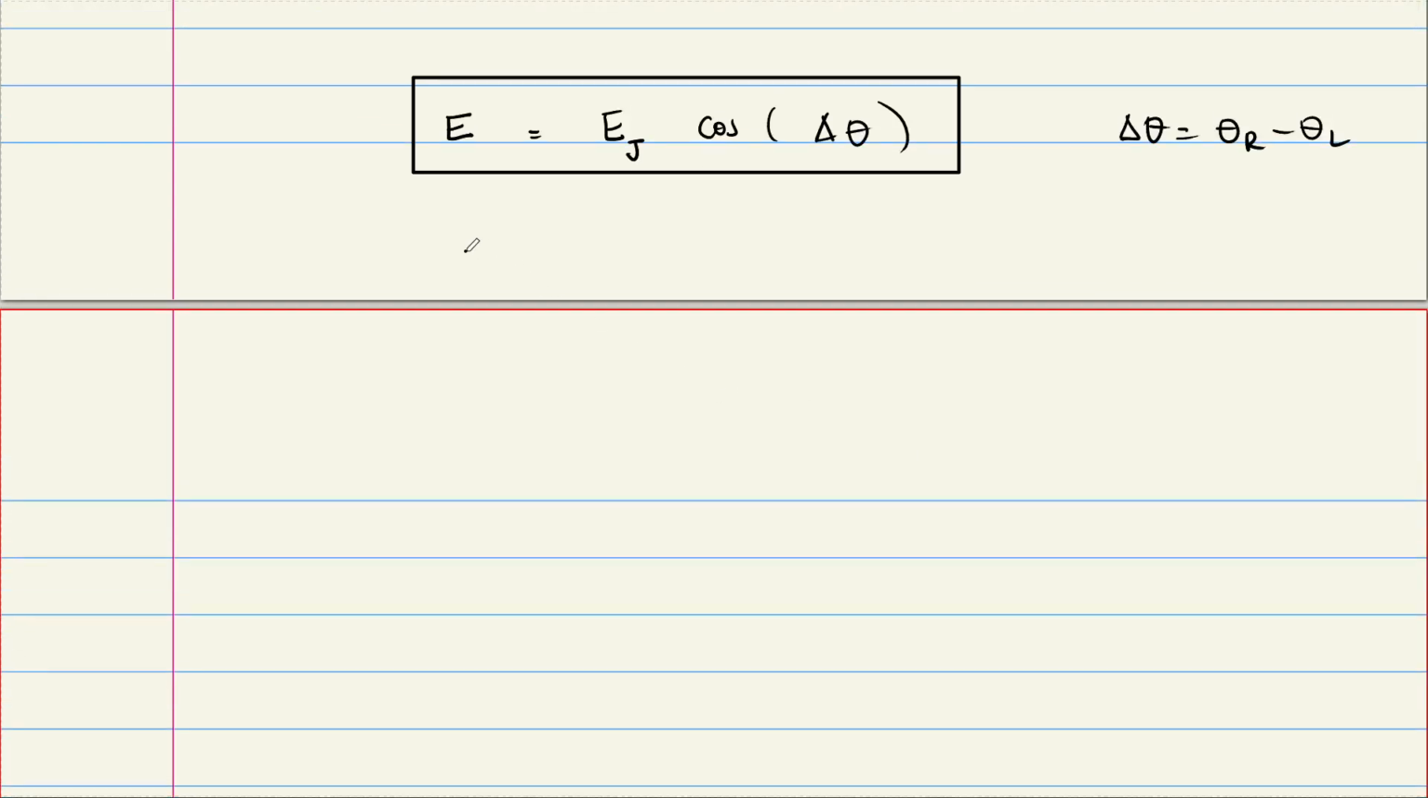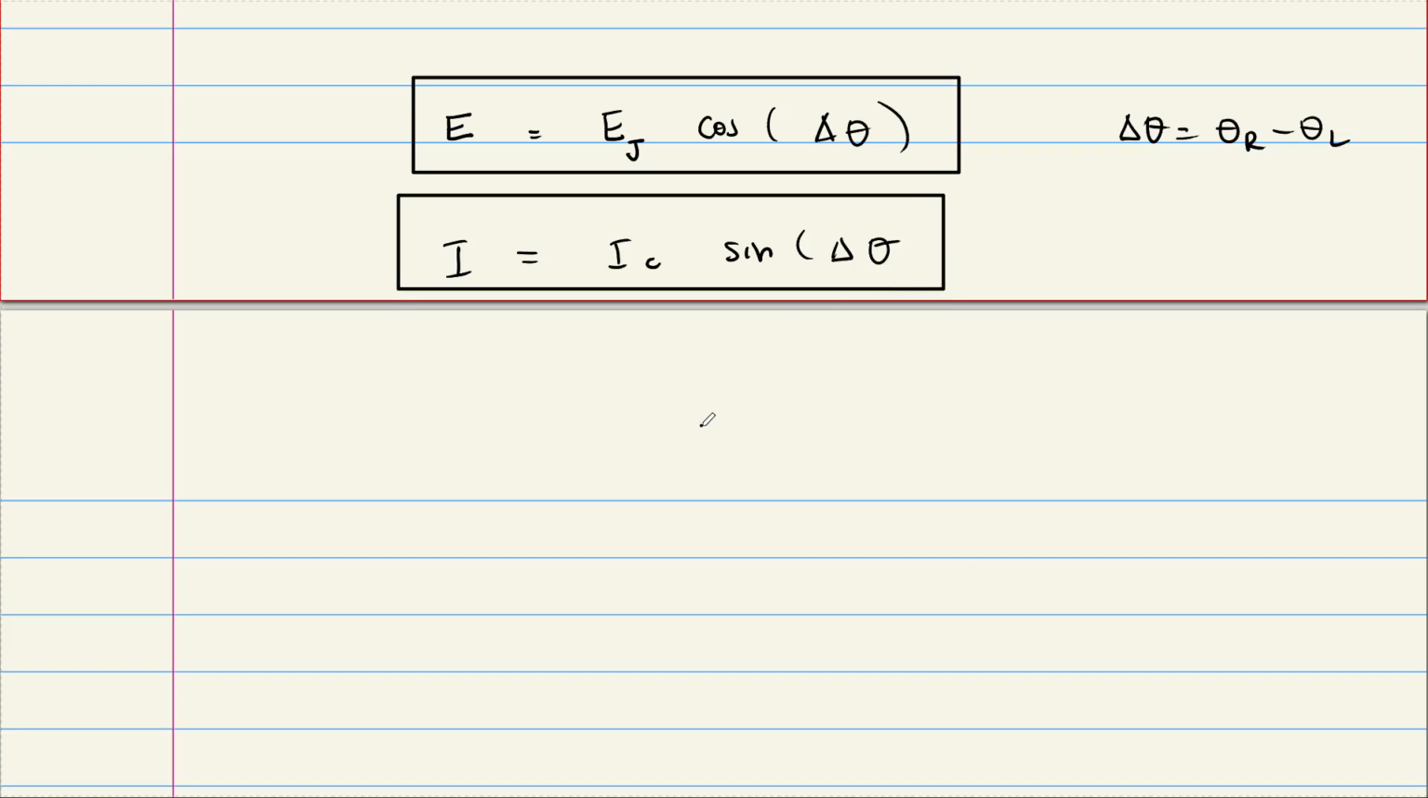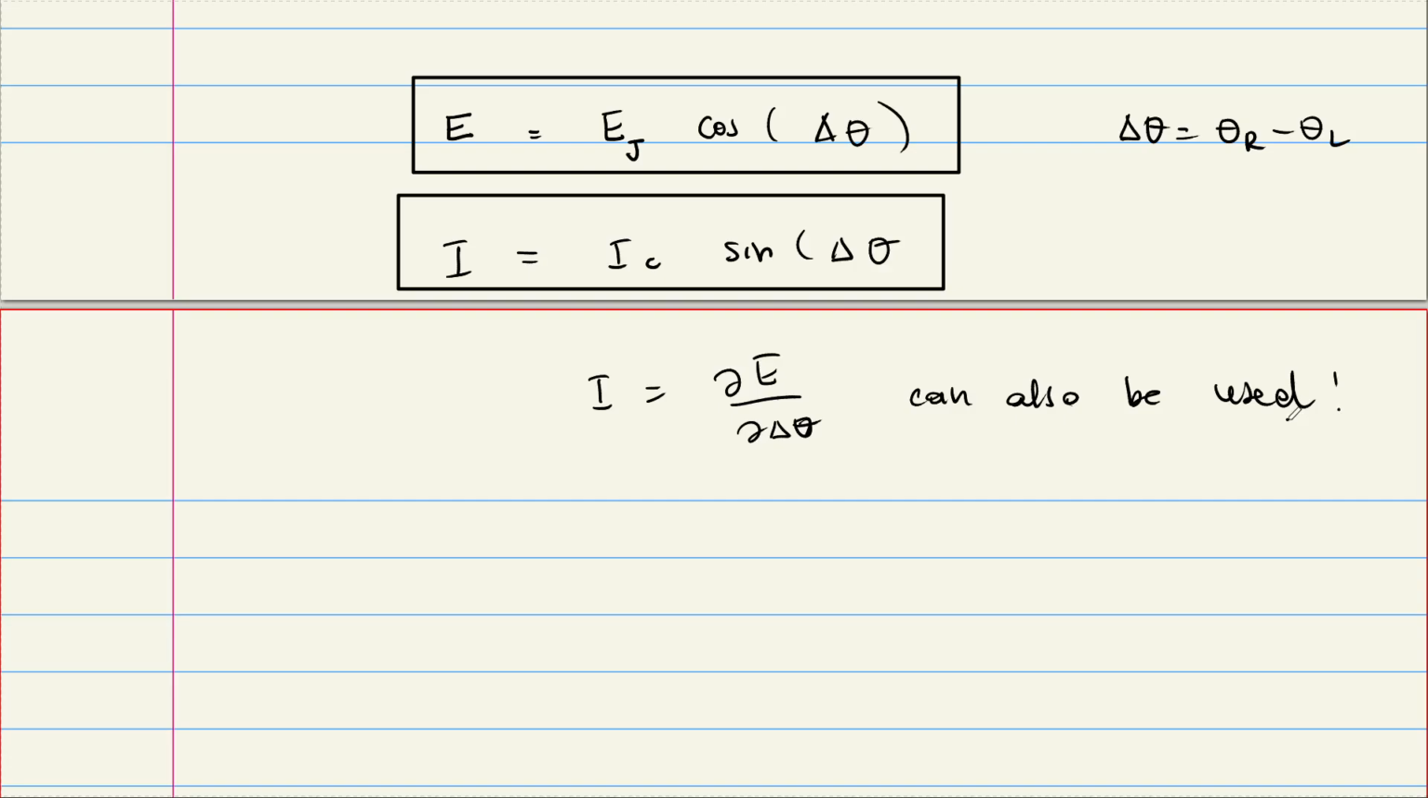Therefore, I can also calculate the current I, some constant I_c times sine delta theta. By the way, we can also calculate this I from the derivative of the energy, del E del theta. That can also be used. So this thing is what we call the DC Josephson effect.